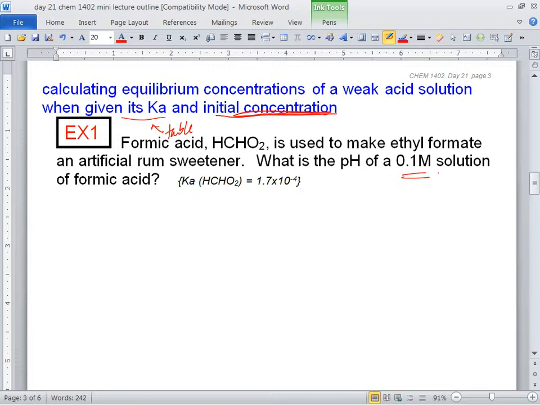Formic acid is used to make ethyl formate, artificial rum sweetener. What's the pH of a 0.1 molar solution of formic acid? And they give us Ka. So they want to know what is the pH.